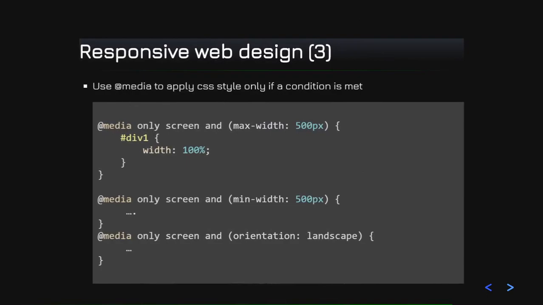Examples of media queries. I have here a style which applies the width 100% to the div with this ID. This one is applied if the screen of the displaying device is maximum 500 pixels. This one is a style applied if the width of the rendering device is minimum 500, so it's larger than 500 pixels. And this one is applied if the orientation is landscape.